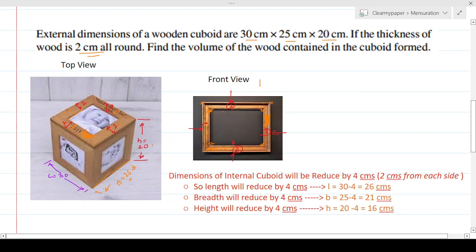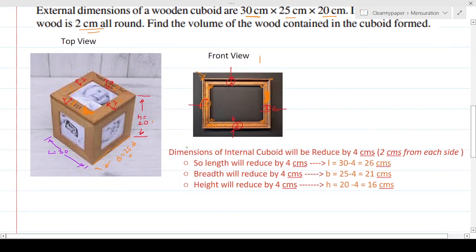If that is true, then we have to take the volume of the external cuboid with these dimensions, and then take the volume of the internal cuboid with reduced dimensions, because it's 2 centimeters. Since we have 2 centimeters from all the directions, we'll have to reduce that, and then take the difference. Possibly that's what they're asking, and let's assume that's true.